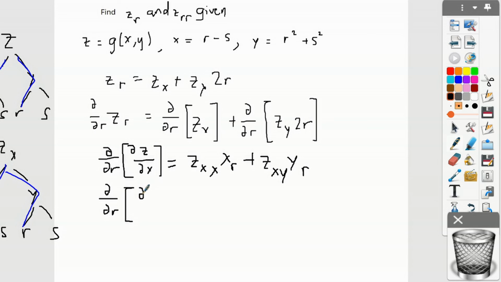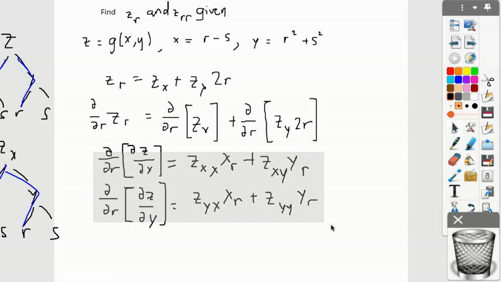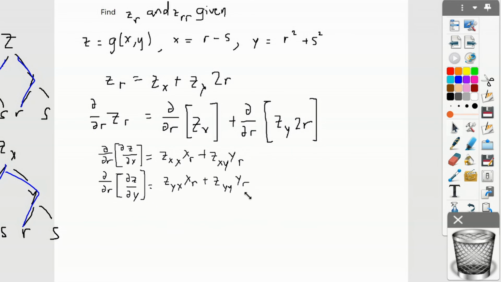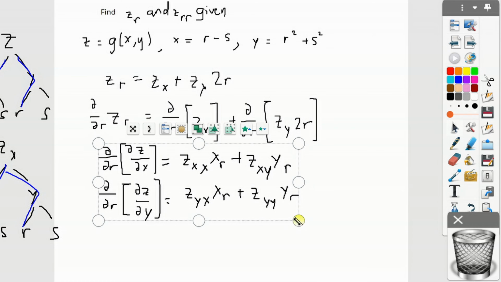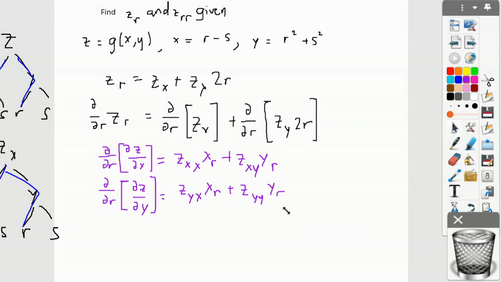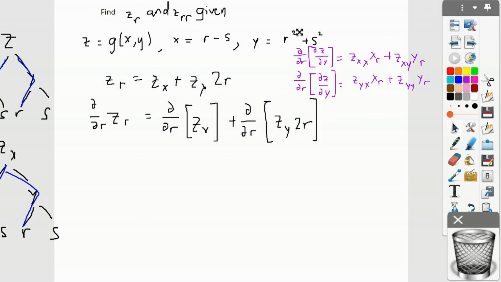Now next is dr of dz dy, or partial z partial y, is z sub y sub x times x sub r plus z sub y times y sub r, right? That's what you get when you take the derivative. And I'm going to make this a different color and put it in the corner, because this is important later, because we need to substitute now.